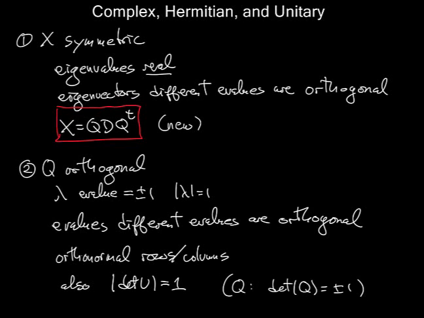This absolute value of determinant is going to come in later when we talk about unitary matrices. Okay, so that was all a review of the real theory with a couple new facts, and now we're going to march through the corresponding things for complex matrices.